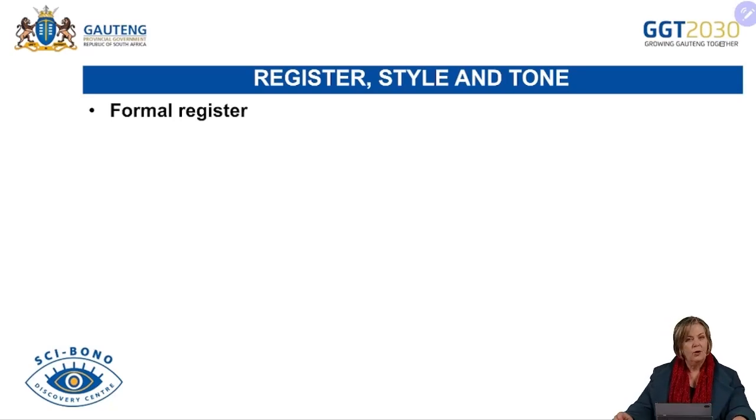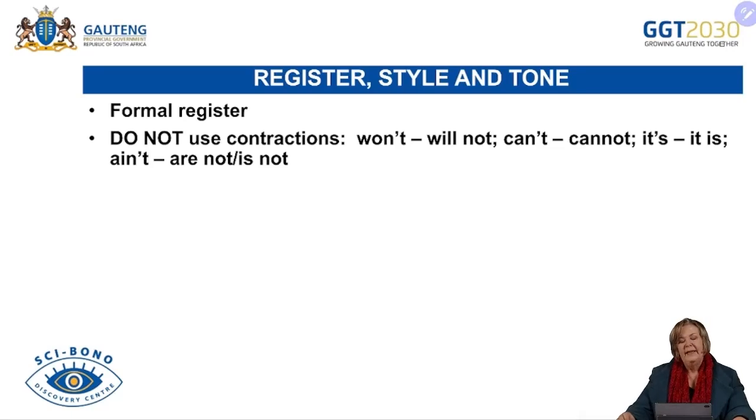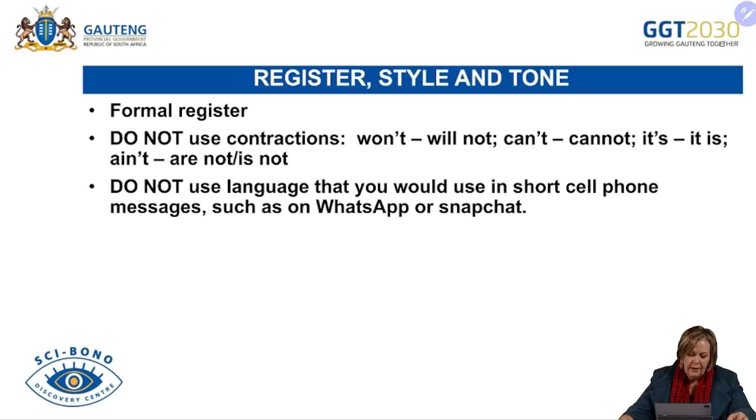Remember, as I said, almost always formal register. And having said that, it is ideal that you don't use contractions. What do I mean by that? Won't, can't, don't, isn't, doesn't, and then the bane of my existence, ain't. Right, so rather than writing won't, you will write will not, can't, cannot, it's, it is, ain't, are not, or is not. Do not use language that you would use in short cell phone messages, such as WhatsApp or Snapchat.